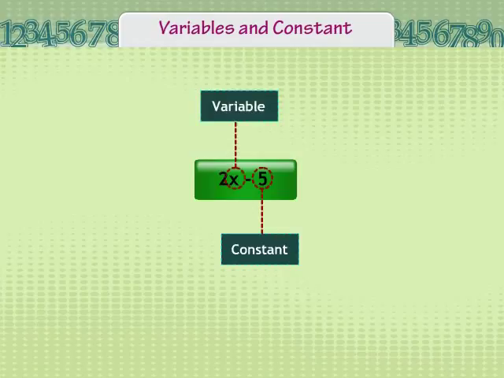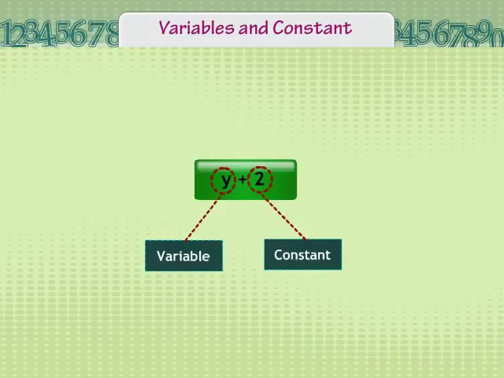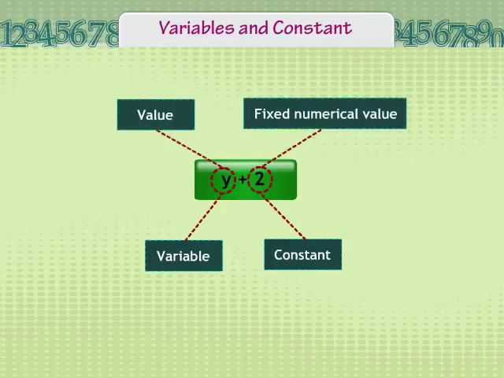Let us find variable and constant in one more expression. In the expression y plus 2, y is a variable and 2 is a constant. y is a letter representing a value and 2 is a fixed numerical value.